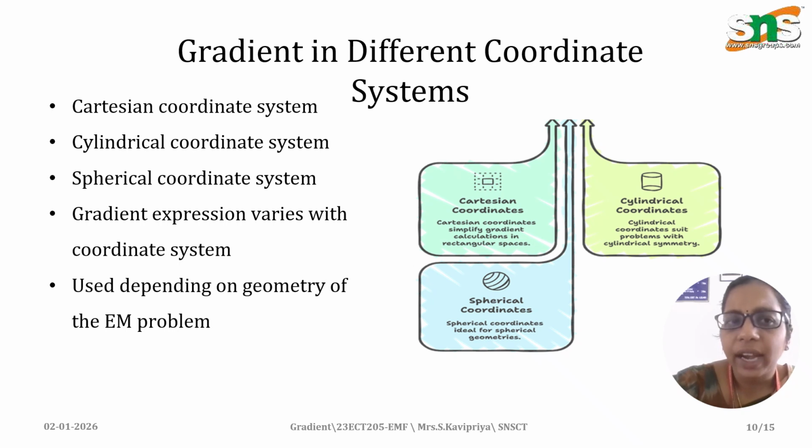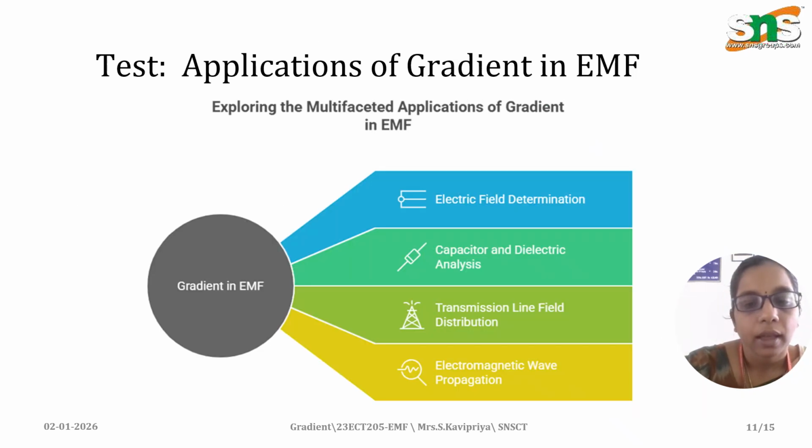Next is the gradient in different coordinate systems. We have discussed Cartesian, cylindrical and spherical coordinate systems, and there are different equations for the gradient in each. The gradient varies with the coordinate system, and different expressions apply for different coordinate systems. Next are the applications of the gradient. It is used to determine the field, for dielectric analysis, and in transmission line field distribution and electromagnetic wave propagation.